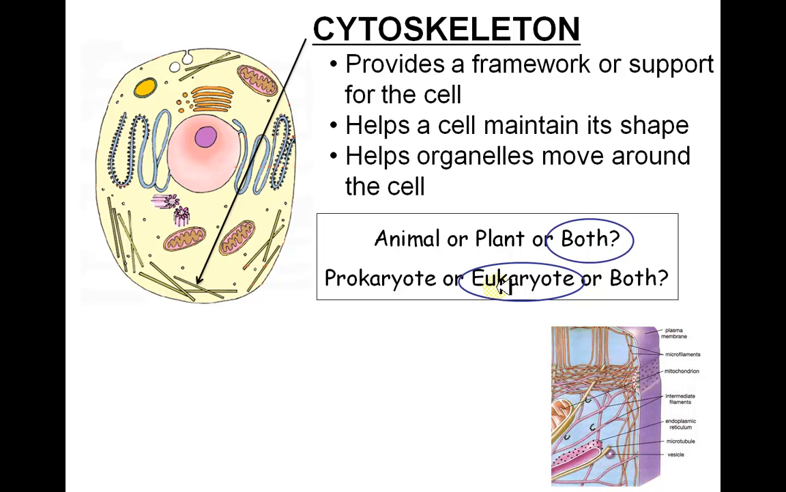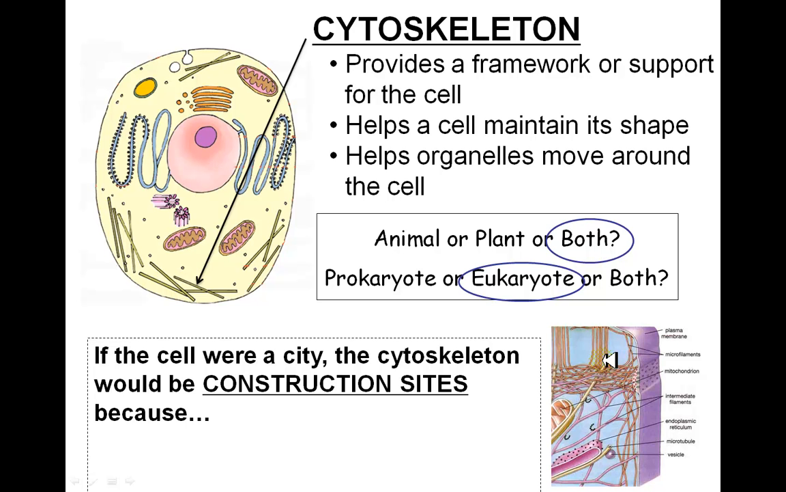And here's another picture of the cytoskeleton. It's not quite as simple as it's depicted in this diagram. It looks more like this, and you can see that it actually does provide support, as well as material can move back and forth on these things. If this was going to be in the cell city, it'd probably be a construction site.